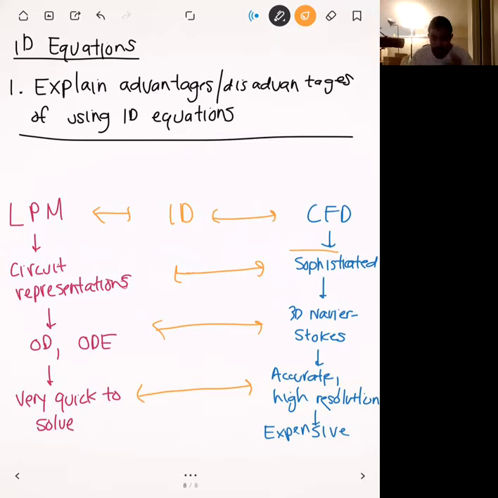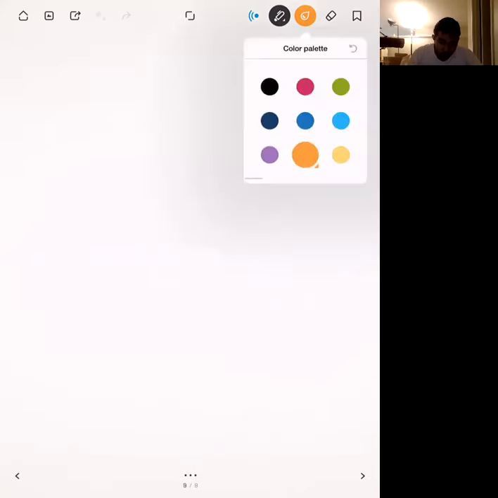Okay. And so that's the long explanation for this first learning objective, which is to know what the 1D equations are good for and bad for, and to think of the situations where you would use them. Okay. All right, and so that's the first learning objective. And the second learning objective is to explain in general how the 1D equations are derived.